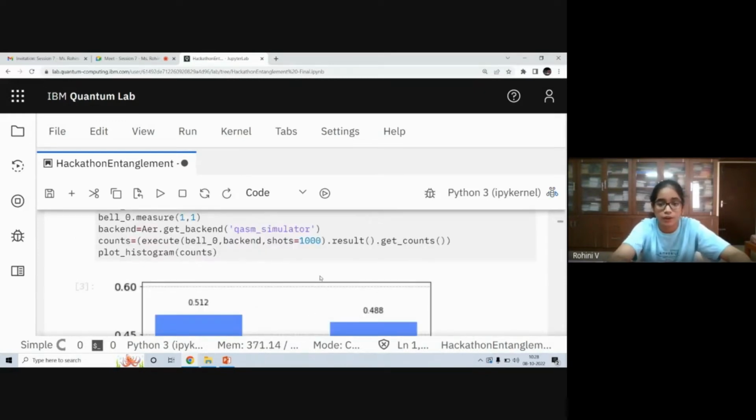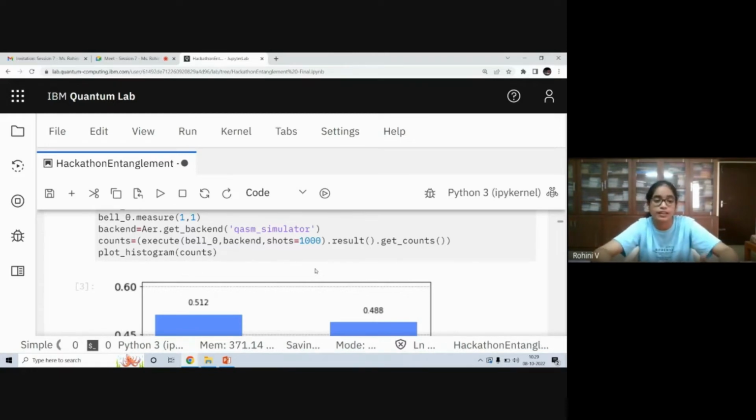Now we are going to run it on a QASM simulator. What is a QASM simulator? It mimics a real quantum device. We are not running it on a real quantum device, but the QASM simulator mimics one. It gives us the result we would get if we ran it on a real quantum device. So I'm going to plot it in a histogram, and you can observe it.